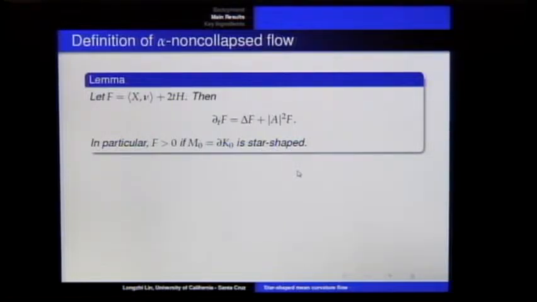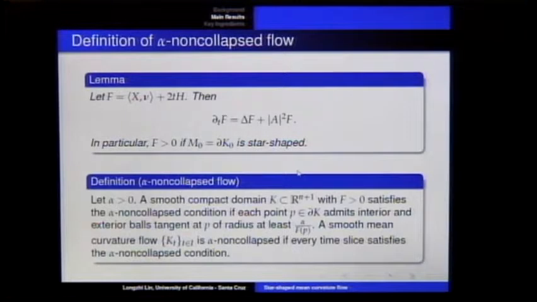Okay, so for a star-shaped initial hypersurface, the quantity f is actually positive initially when t equals 0, right? So it says that this quantity stays positive along the flow, but it might not stay star-shaped, because this quantity might become negative and this quantity become positive, for example, right? So you don't see the mean convexity or star-shapedness from the PDE. So we're going to define the so-called alpha non-collapse flow.